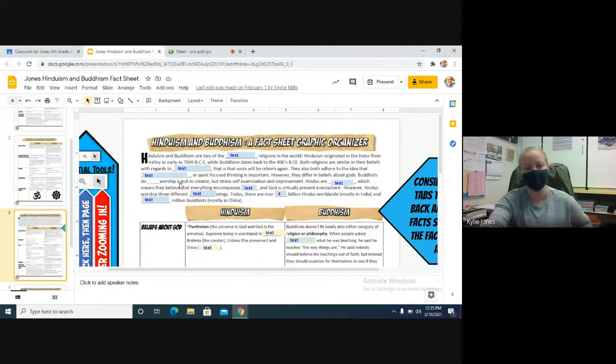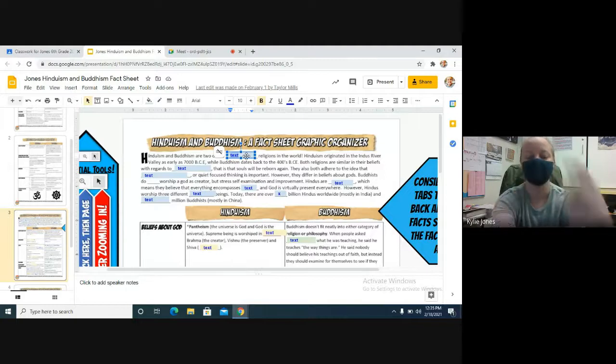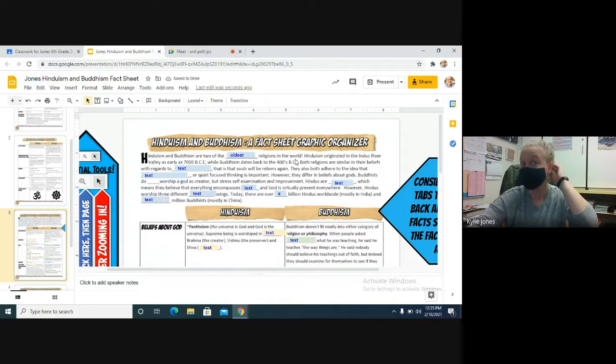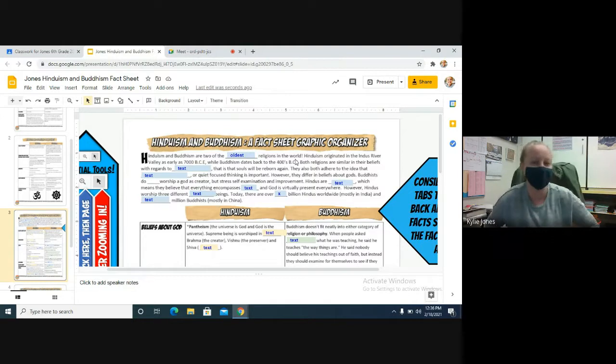What goes there? Okay, I know you guys know how to read. What goes in that spot? Oh, oldest. Oldest, thank you. Okay, so Hinduism and Buddhism are two of the oldest religions in the world. So that's our first blank. Okay, we're going to go semi-quick through it because I don't want to make this go into tomorrow. I think we can get through this pretty quickly.